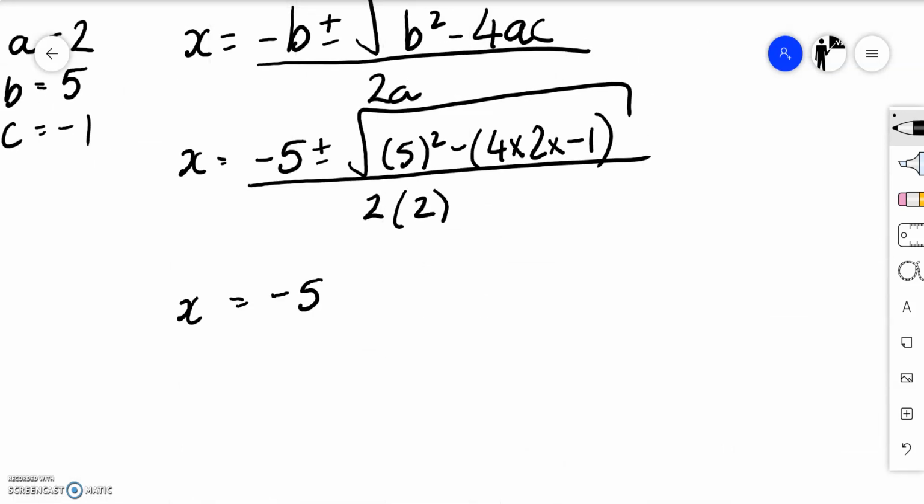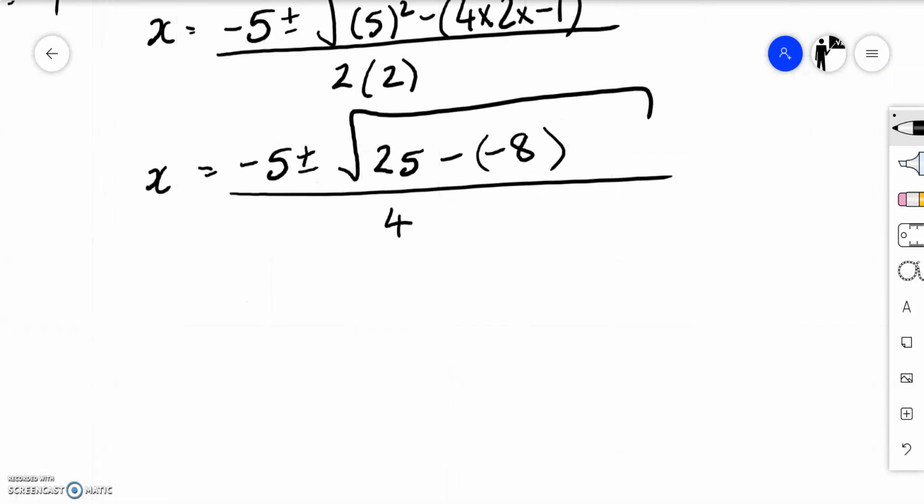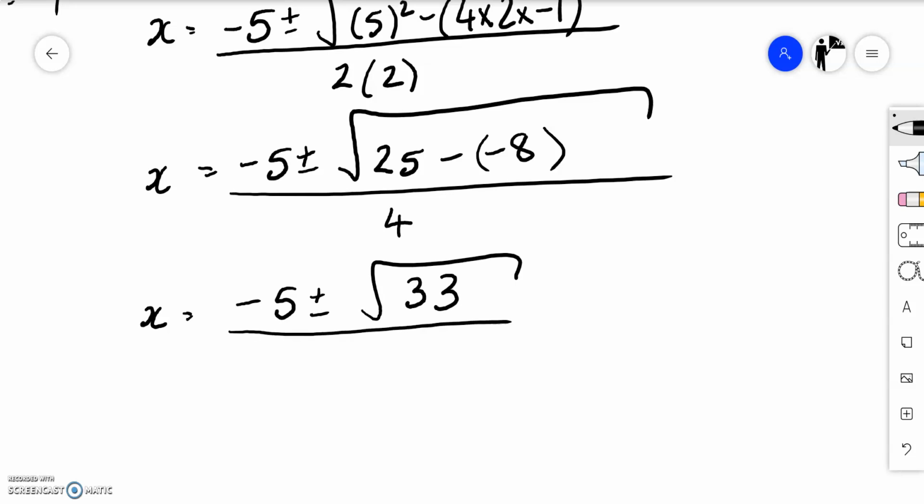So we're going to have minus 5 plus or minus the square root of 25 subtract 4 times 2 is 8 times negative 1, so that's negative 8. So you need to watch out there when we're subtracting a negative. If ever you do this sort of question and you get a math error on your calculator, it's probably because you've not typed it in properly. You've maybe lost a negative. So you just got to be careful when you're resolving this. So we're subtracting a negative, that becomes addition.